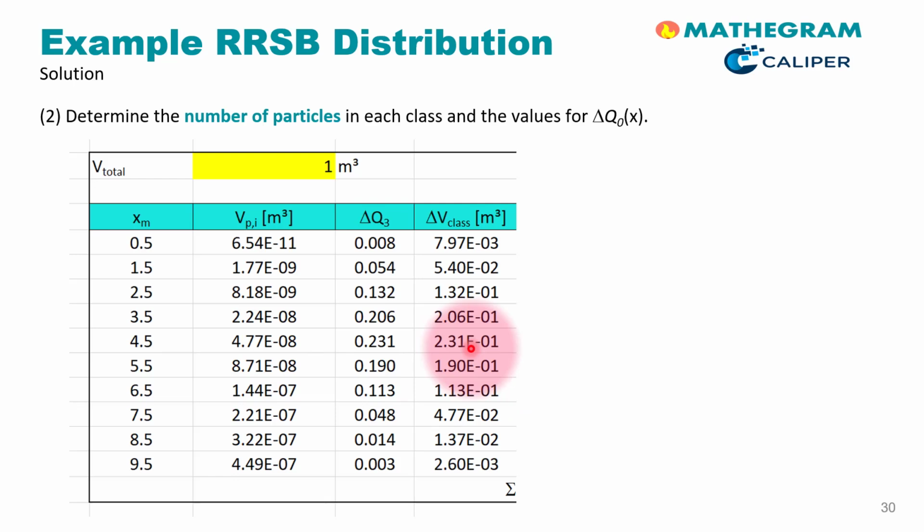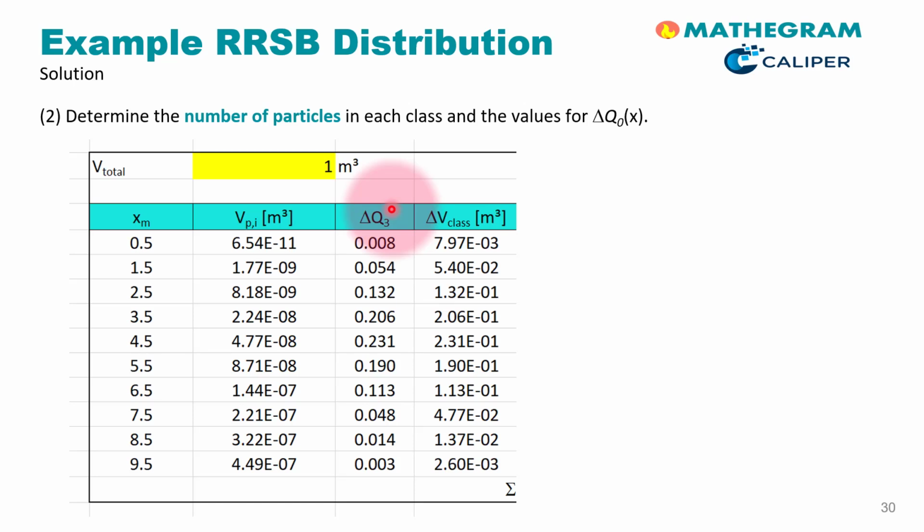The next task is a bit more involved. We first calculate the volume of a single particle in each class. Note that we use the average particle diameter x_m in this class, which is simply the average of the upper and the lower limit of the class. This volume is denoted with V_P,i on this slide. Also, we calculate the delta Q3 values. This is done by considering the differences of the Q3 values between individual classes and hence easily done.